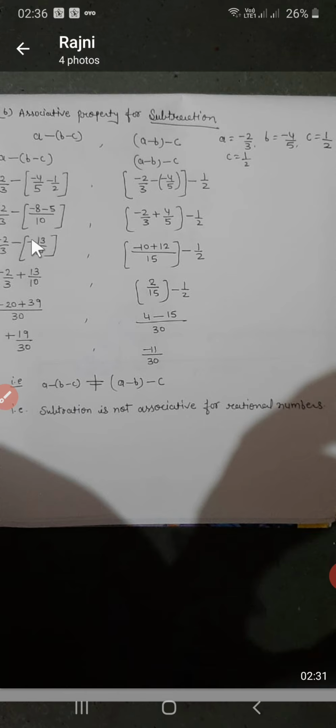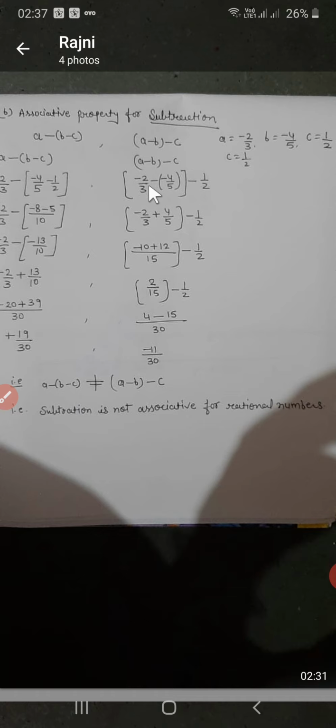Here see, minus minus you get plus. 10 threes are 30, so 13 threes are 39. Now minus plus minus, 39 minus 20, you will get 19. For the bigger digit, sign will be positive, so plus 19 by 30. Similarly for the right hand side, if you keep value A minus B, then minus C.